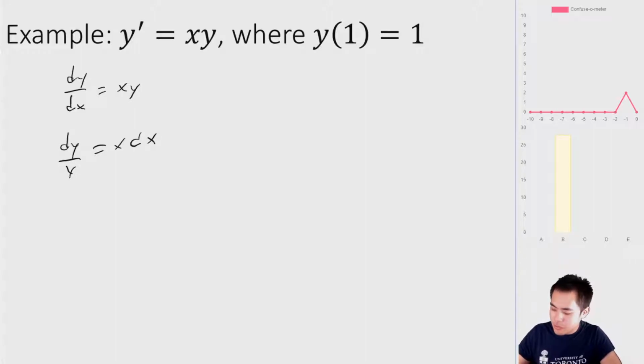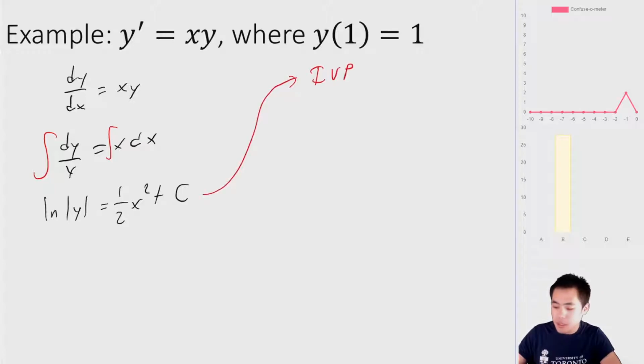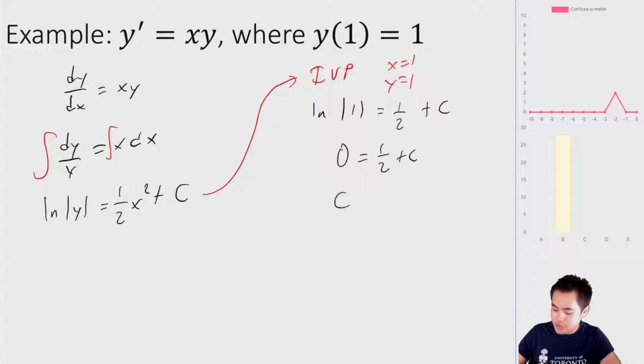And so therefore, when you integrate both sides, what you end up with is natural log of the absolute value of y is equal to 1/2 x squared plus c. We have an initial value problem, so IVP, x equal to 1, y equal to 1. And so natural log of 1 is equal to 1/2 plus c. So this is 0 is equal to 1/2 plus c, so c is equal to minus 1/2. And then you have natural log of y is equal to 1/2 x squared minus 1/2.